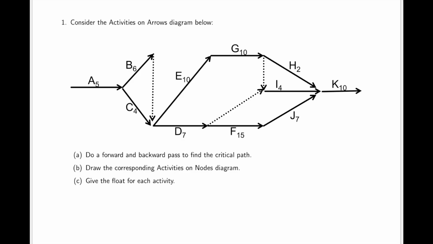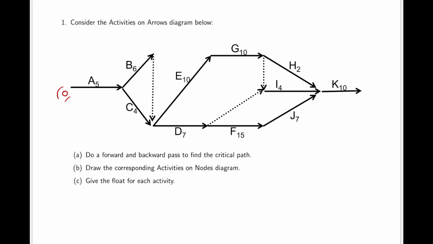So we'll start with question A. Do a forward and backward pass to find the critical path on this activities on arrows diagram. To do a forward pass, we will find the earliest time we can reach those points for each node, starting from the very first node. For that first node there are no arrows before it, so we have not completed any other arrows. The earliest time we can complete anything is time 0.